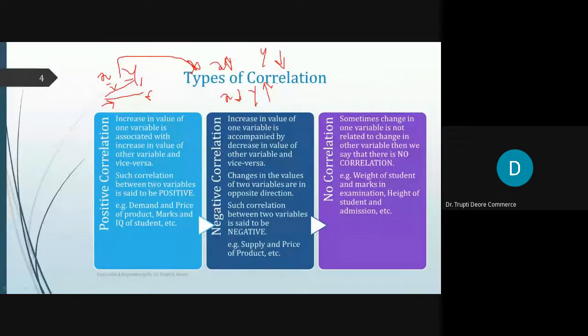Or same, height of the student. It means if there is a tallest student, then you can give admission to this particular class only. So there is no relationship between these two variables. Such variables are called as having no correlation. Okay, so there are only three types of correlation. In case of MCQ, they may ask you the types of correlation, and they may give you the options. There are three types of correlation: positive correlation, negative correlation, and no correlation.